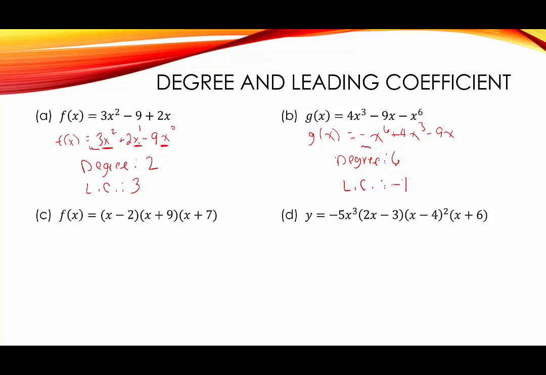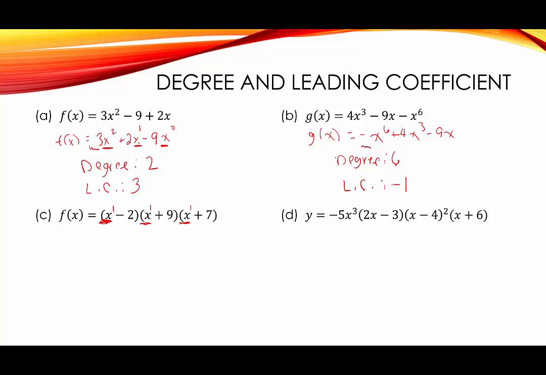In letter C, we see that we have it in factored form. So what we would do is take each x: this one has an exponent of 1, this one has an exponent of 1, and this one has an exponent of 1. And here's the thing, if we were to multiply and distribute x minus 2 by x plus 9 by x plus 7, the term that would contain the largest exponent of the variable would be when we multiply this x by this x by this x. Just in each factor, it would be the one with the largest degree.